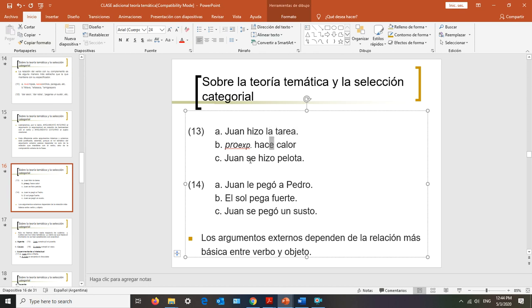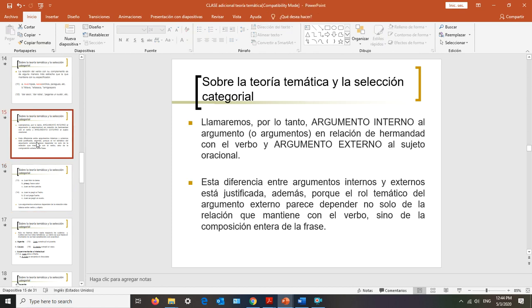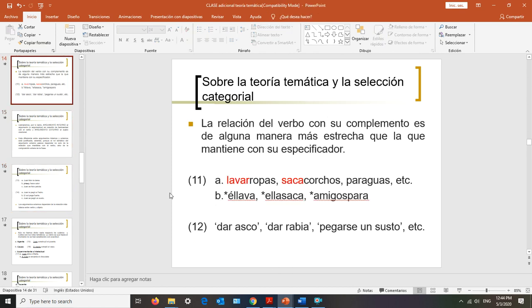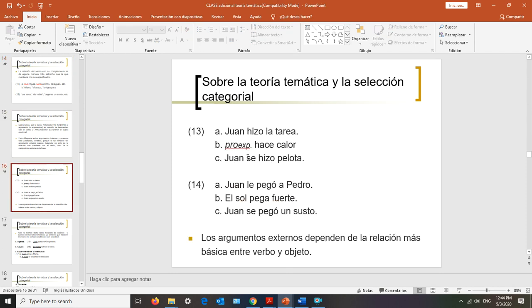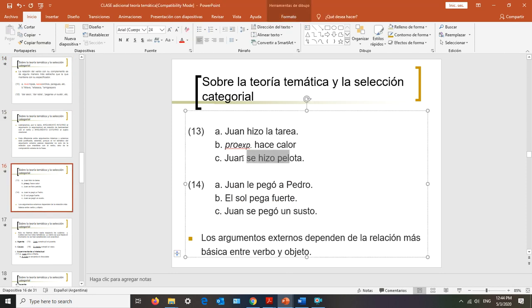Now, in Juan se hizo pelota, right? A locución verbal that we were discussing, pegarse un susto, hacerse pelota, similar sort. And in this case, we can understand that we are no longer speaking of an agent, for we understand the verb plus its complement, in this case, as a way of interpreting the type of semantic role that this same entity Juan performs in C, different from the one that it performs in A. Okay?